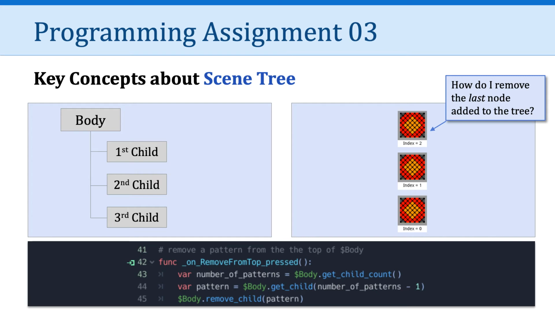Now, the reason this is valuable is because it will also work again. Even if there are only 2 children, I can say get the number of children, 2. 2 minus 1 is 1, and I can remove the child at index 1. And so this code is dynamic and will adjust based on the number of children that body has.